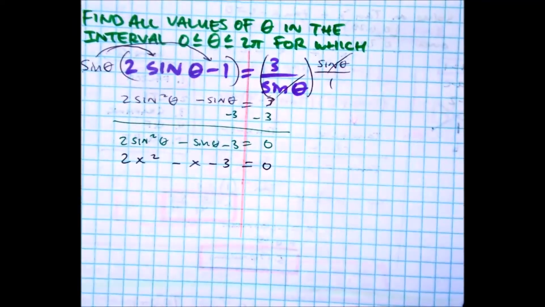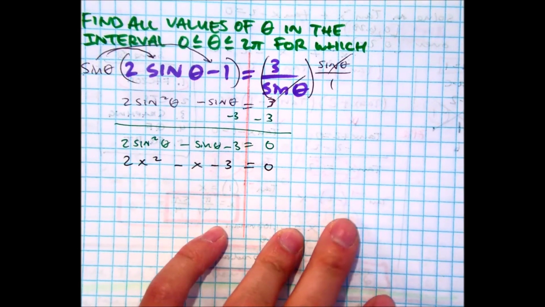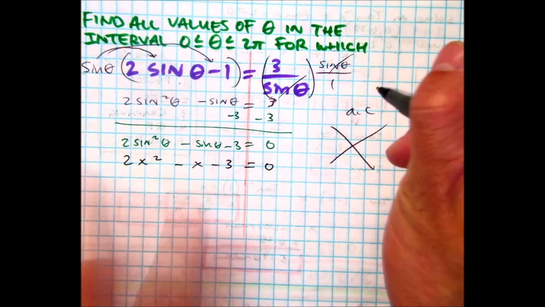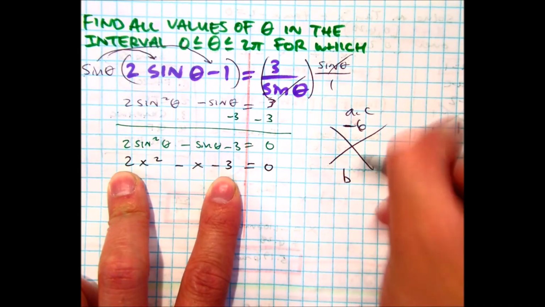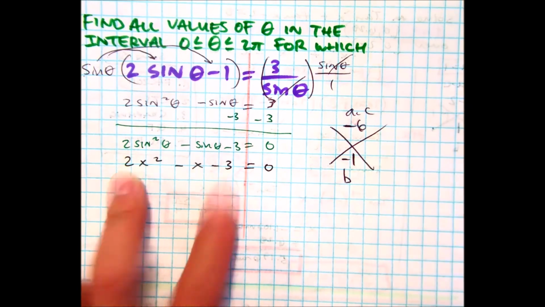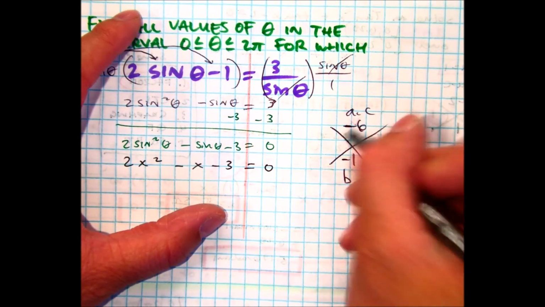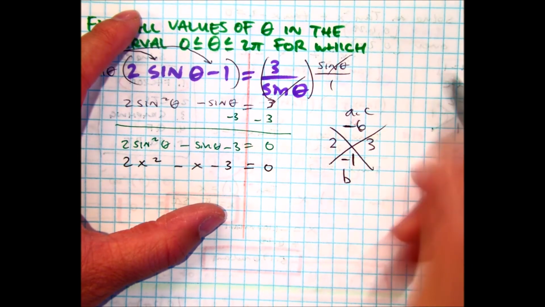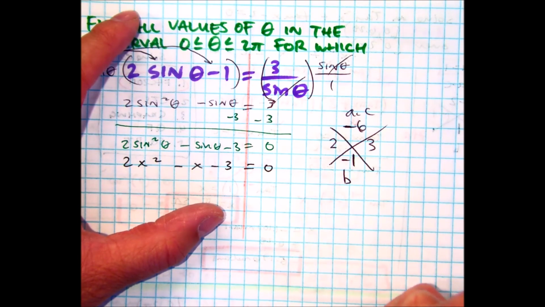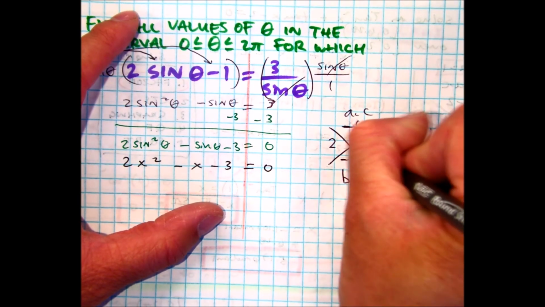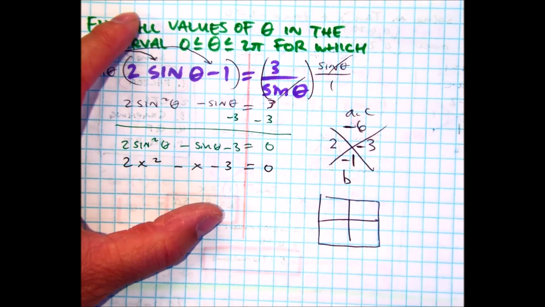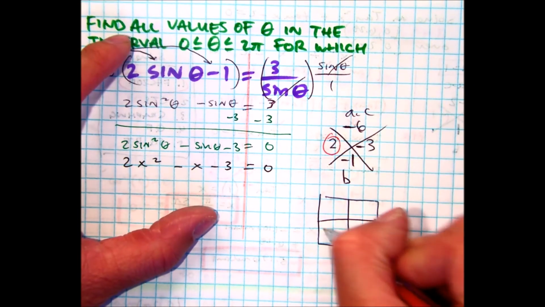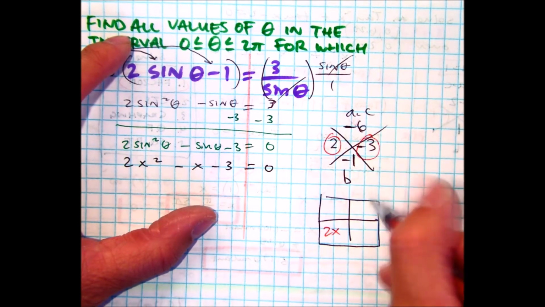From here we can just factor. A times c is negative 6. My b value is negative 1. Two numbers that multiply to be negative 6: 2 and 3, but they have to add to be negative 1, so one of those has to be negative. So here I have my 2x, and over here I have my negative 3x.